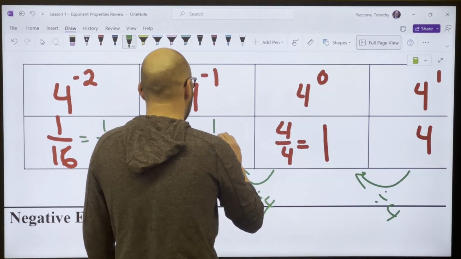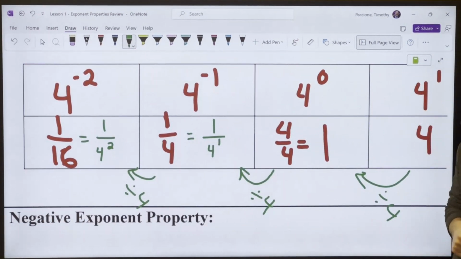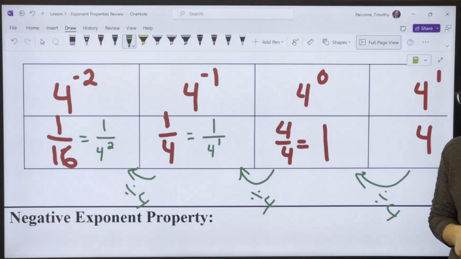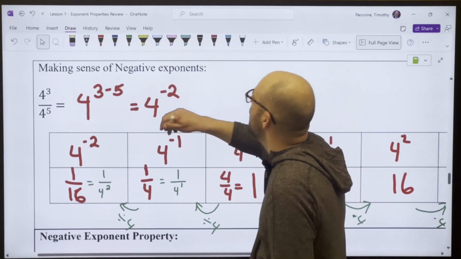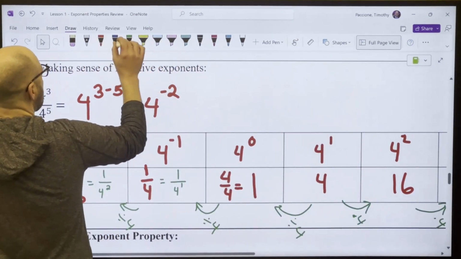Does anybody see it yet? What do we do when we have a negative exponent? We put 1 upstairs and negative downstairs. Very good. That's what I'd love to tell my Algebra 1 kids. They get a kick out of that. If you're feeling negative, right?